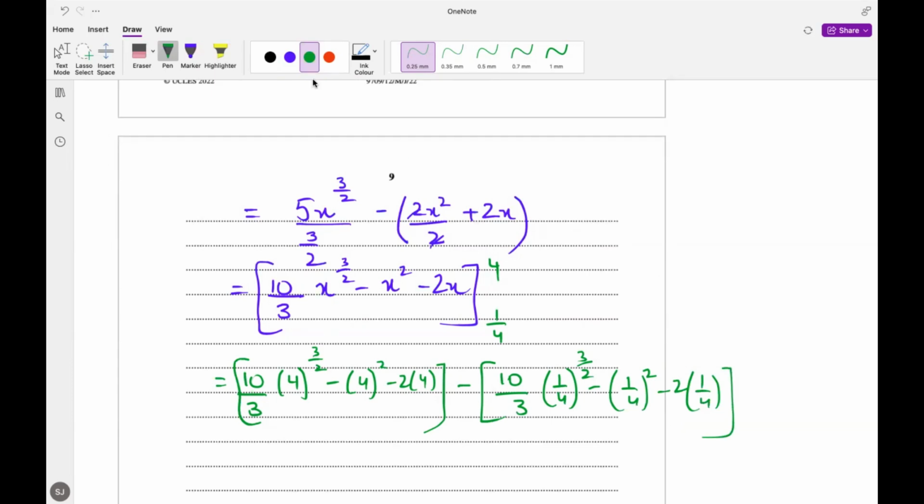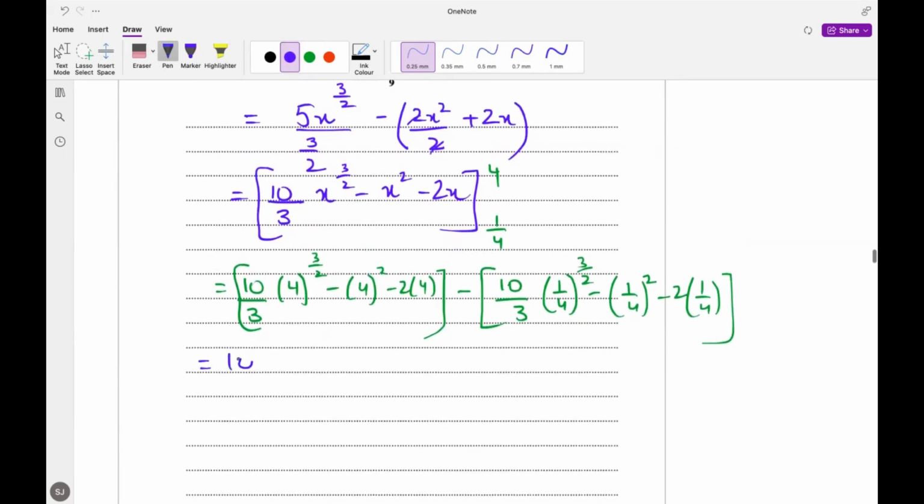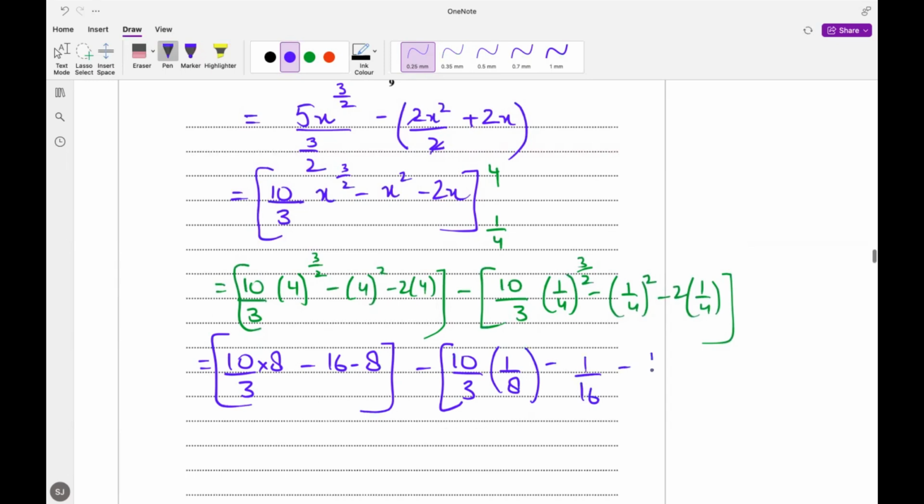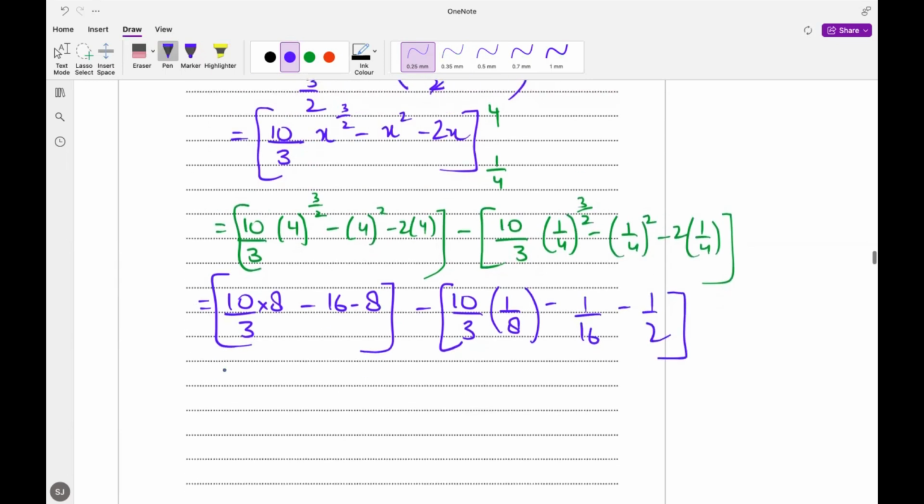Now we can directly substitute this in the calculator as well. So 10 upon 3, the square root of 4 will be 2 and 2 cubed is 8, so this will be multiplied by 8, minus 16, minus 8, minus 10 upon 3. The square root of 1 upon 4 will be 1 upon 2 and 1 upon 2 whole cubed will become 1 upon 8, minus 1 upon 16, minus 1 upon 2. So this will be 80 upon 3 minus 24 minus 10 upon 24 minus 1 upon 16 minus 1 upon 2.